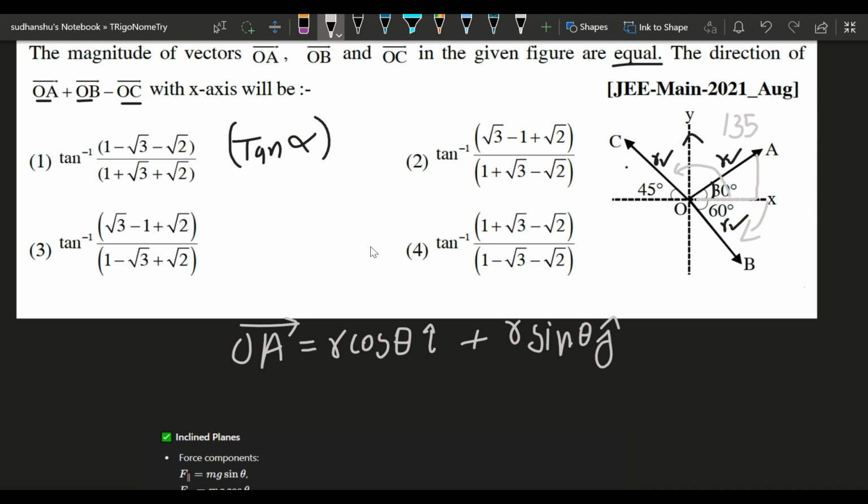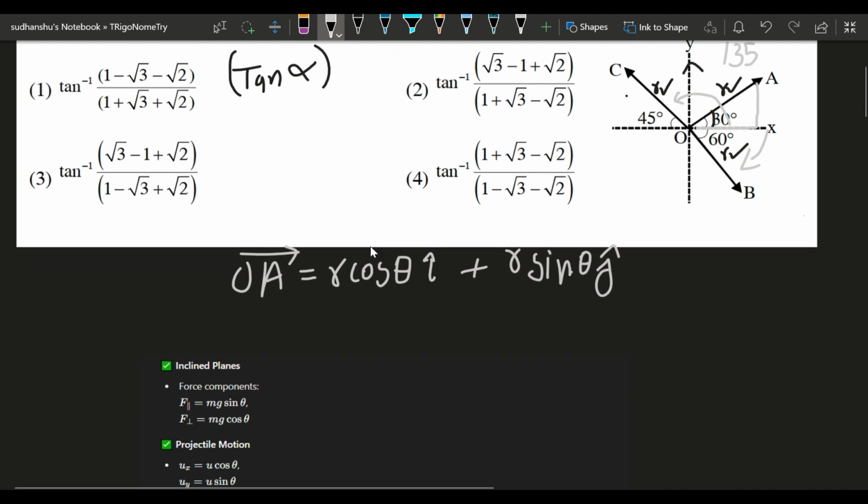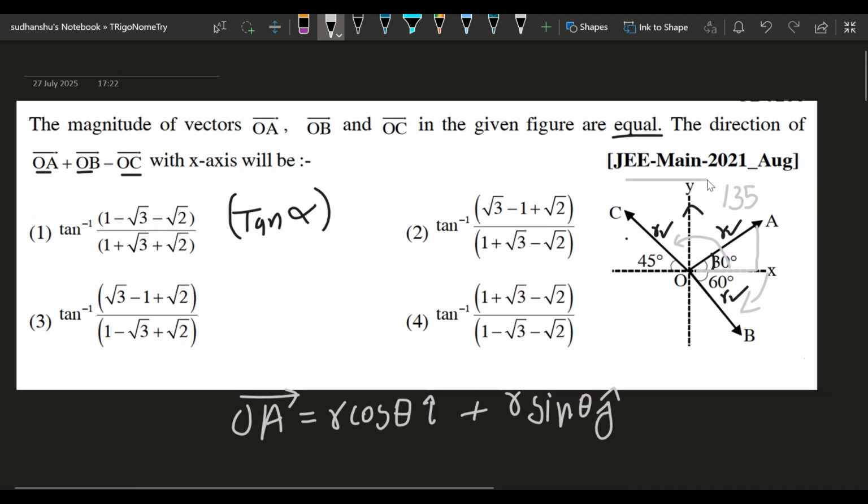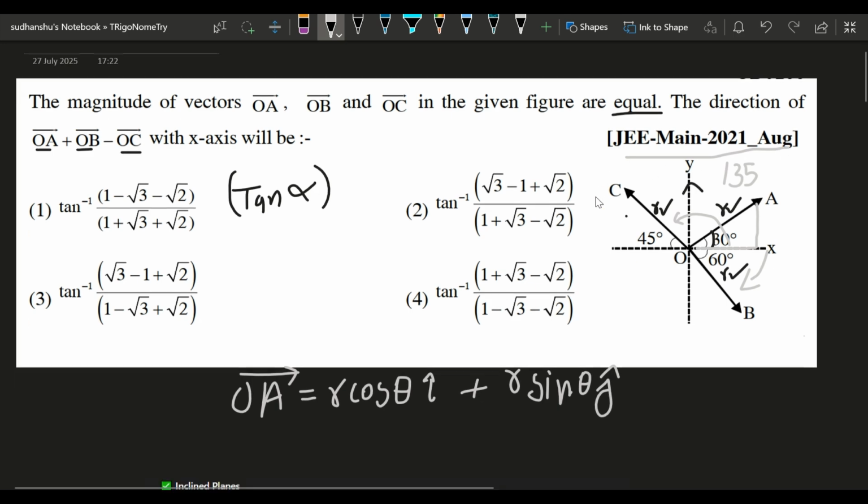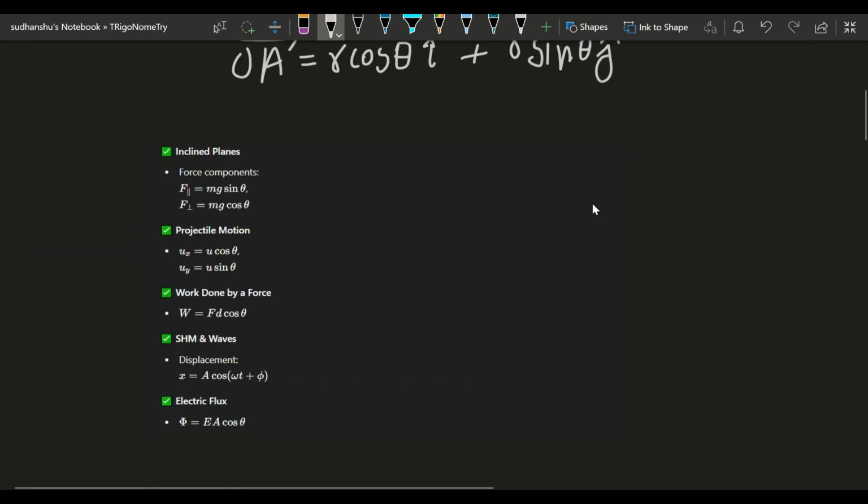So don't worry about it. If anybody don't know this, just skip it. Okay, you'll learn it in vectors. It will be very easy. This is nothing. This is just a question that came in JEE main. This is nothing. Okay, for right now.